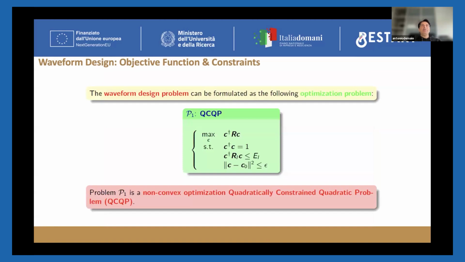Summarizing. The waveform design problem of interest can be formulated as a non-convex, quadratically constrained quadratic optimization problem, P1, which is shown in the slide. And as already highlighted, this is a non-convex optimization problem. Maximization of the SINR, and here we can see all the constraints that we have discussed in the previous slide.